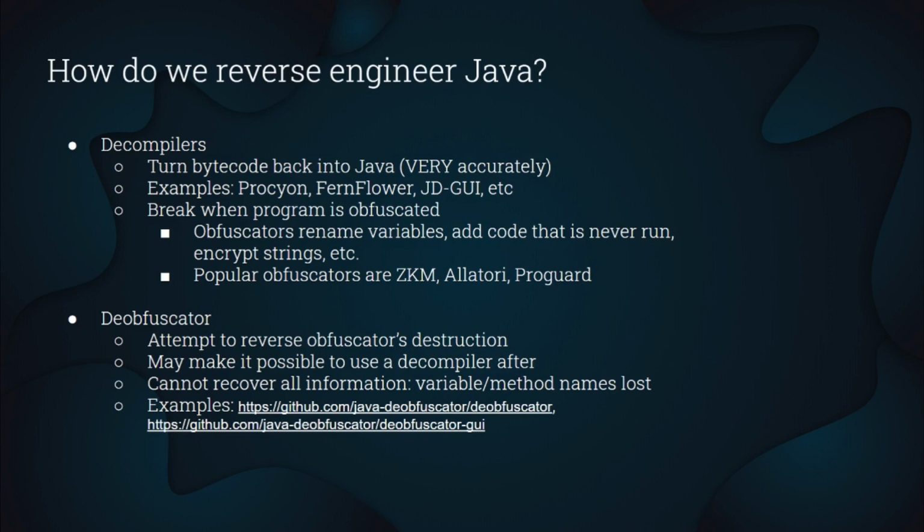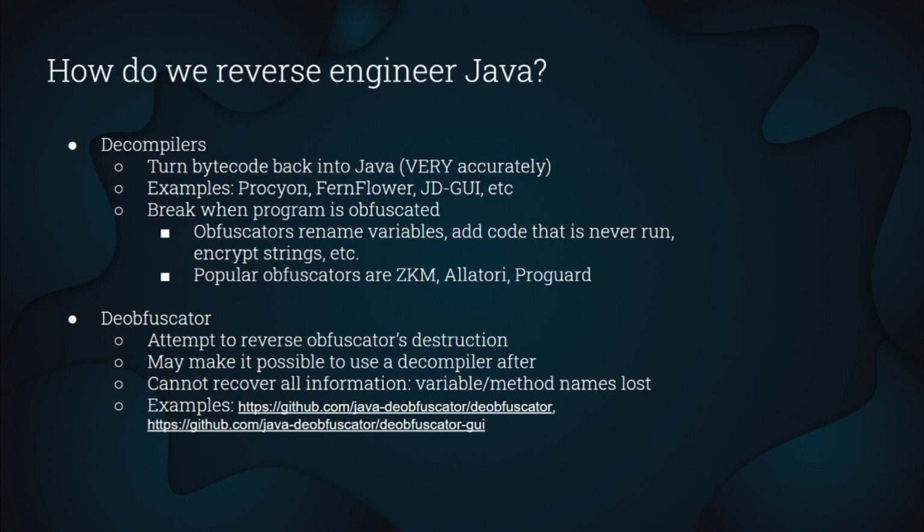And so when one of these popular obfuscators is used, what we have to use instead is a deobfuscator first. And so this essentially just reverses the obfuscator's process. It might decrypt strings, it might remove unnecessary code, it might simplify the control flow, such that our decompilers may work at the end of this deobfuscation process.